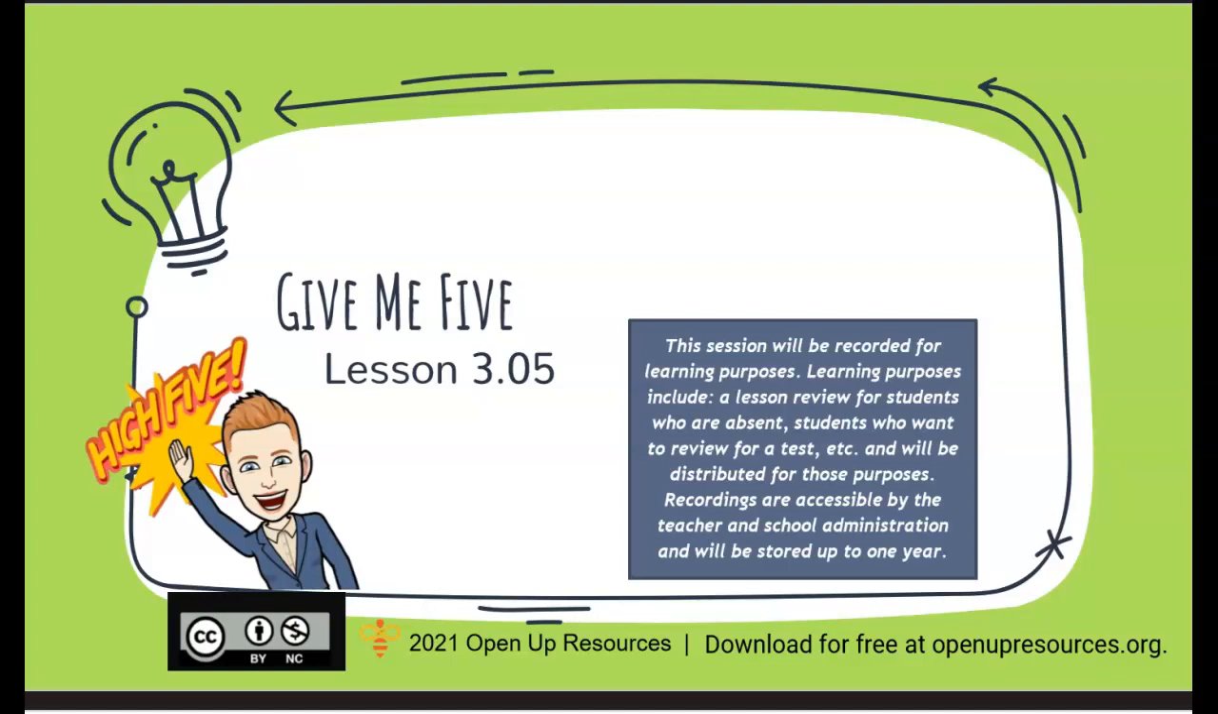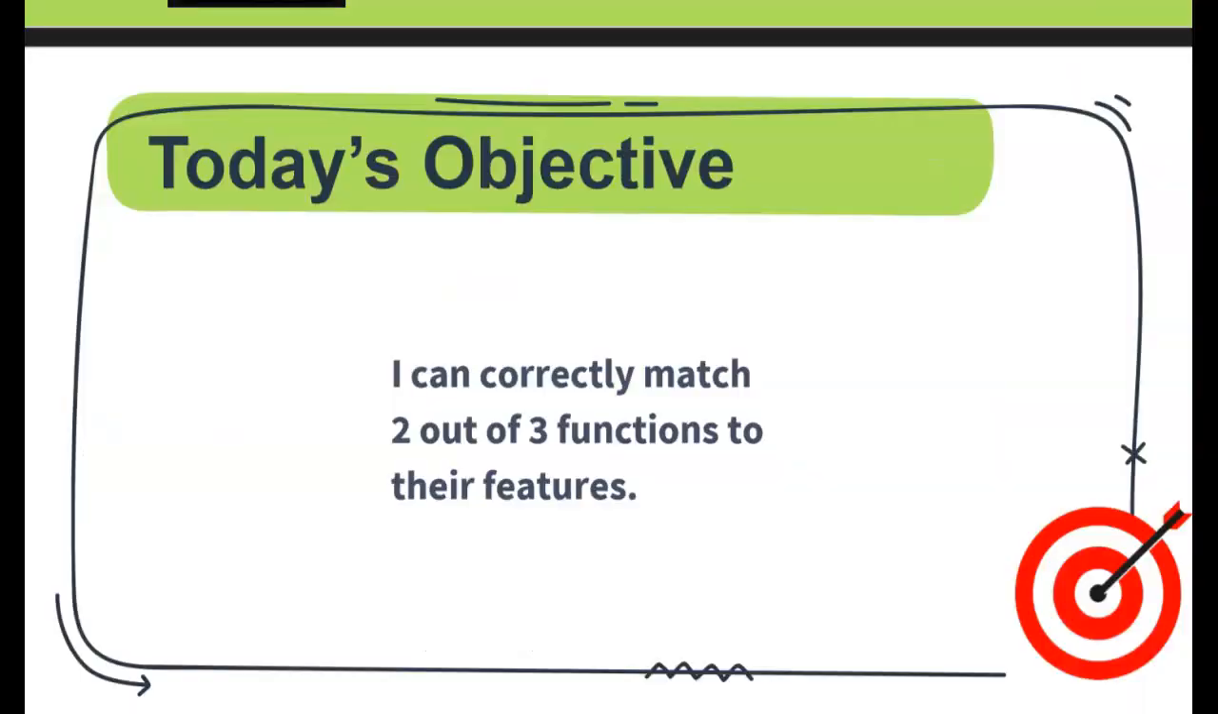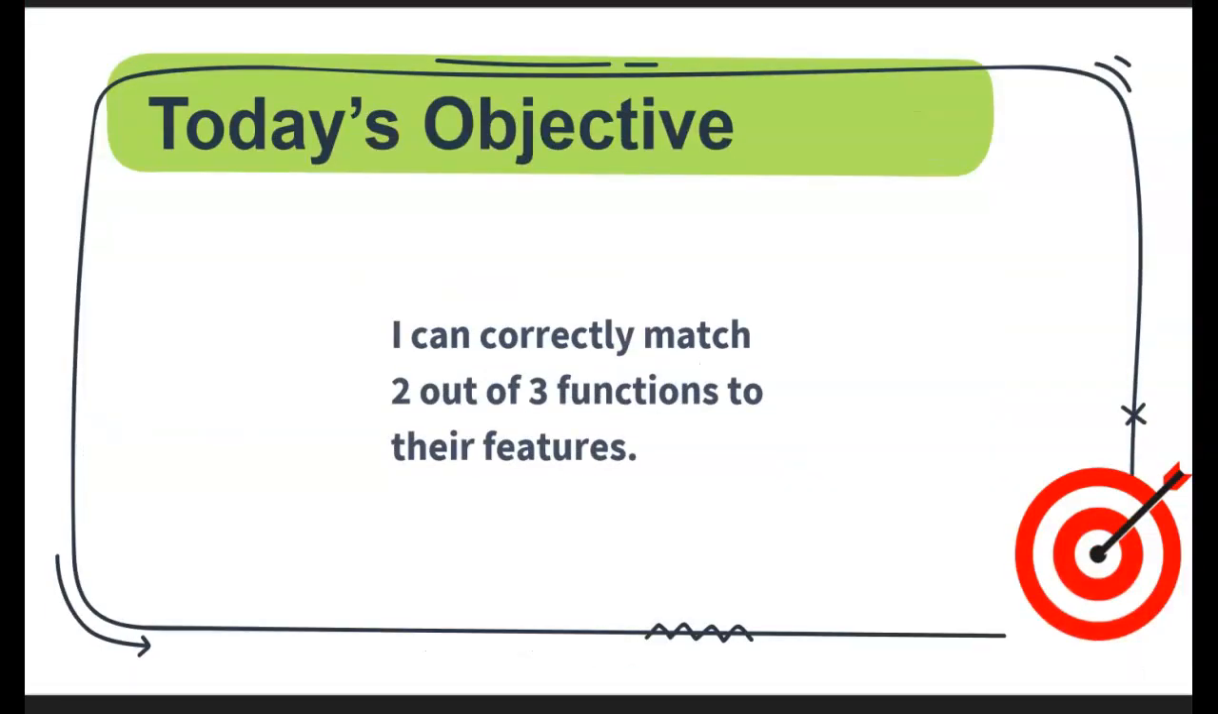Today we're looking at lesson 3.05, Give Me 5. And our objective today is I can correctly match 2 out of 3 functions to their features.